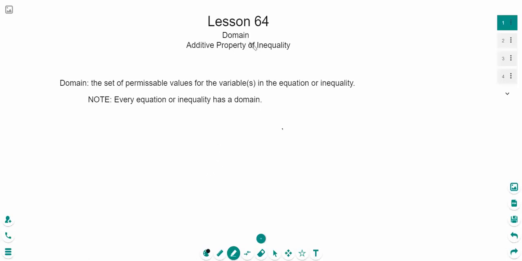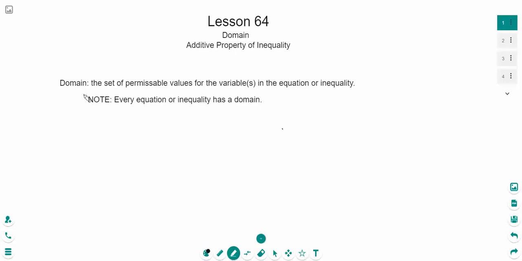So today we're going to be talking about domain and the additive property of inequality. So let's get started. First, why don't you take out your notebook and write down this definition for domain so that that is written down and out of the way, and then we can talk about what that definition actually means. So real quickly, we'll just read it.